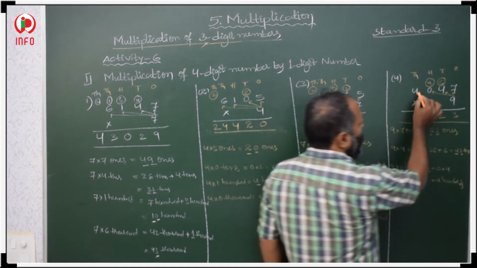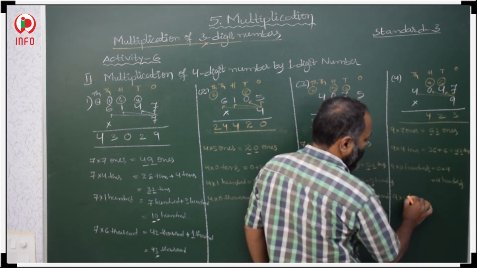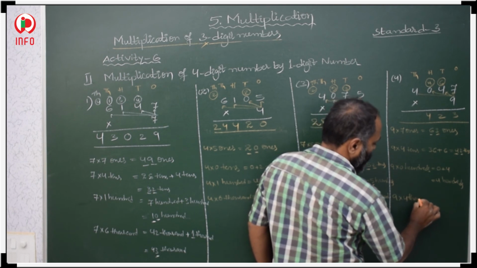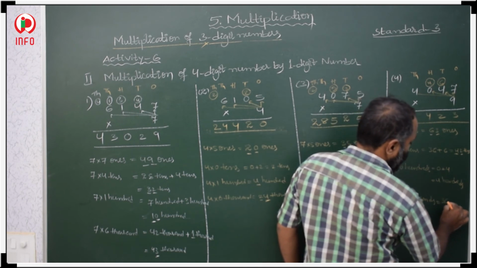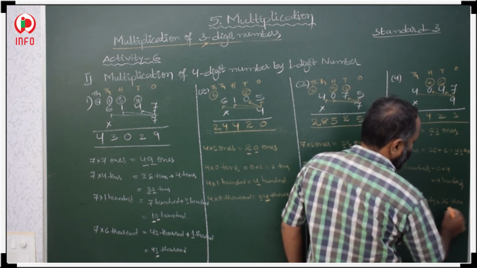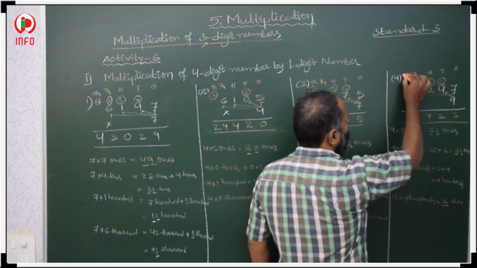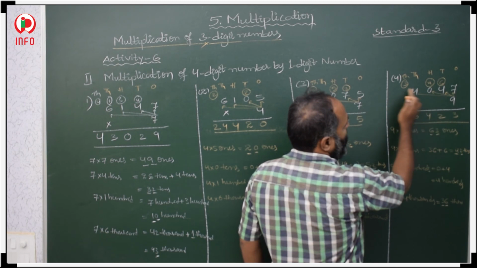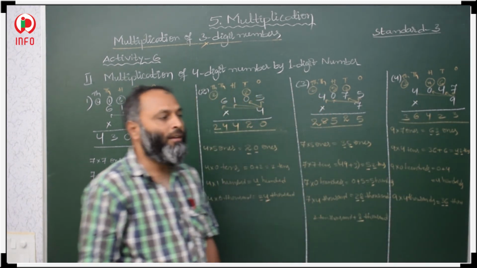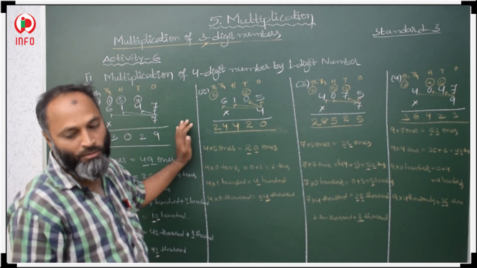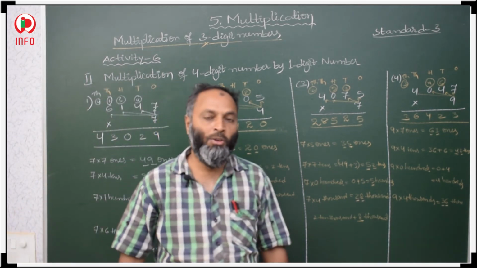After that 9 with 4 thousands, 9 fours are 36, 36,000. 6 in thousands place, 3 in 10,000s place. Here there is no 10,000s place, we keep 3 as it is. So this is our product when 4 digit numbers are given. More questions are given in your textbook, those questions you do as your home assignment. Okay.